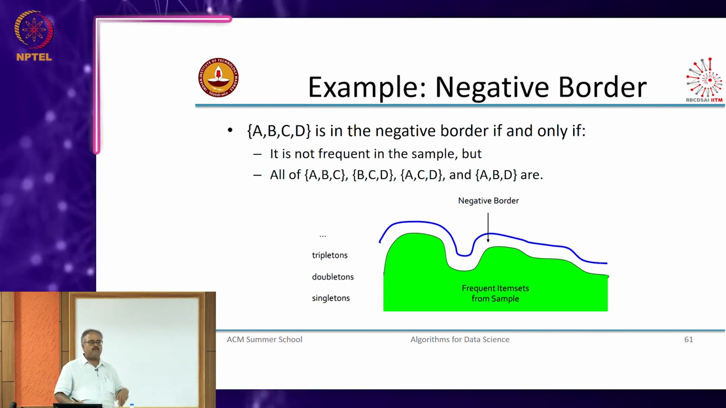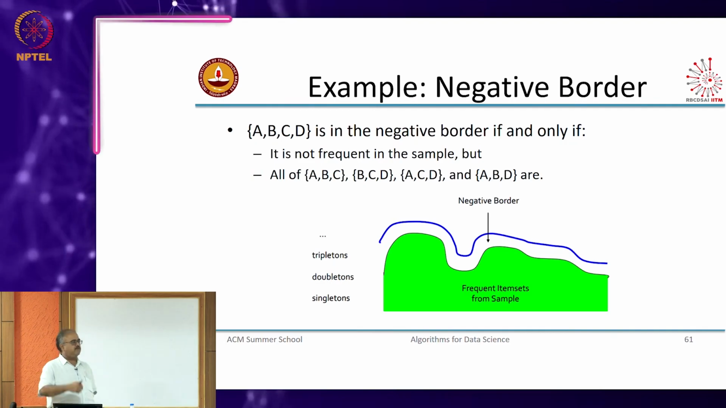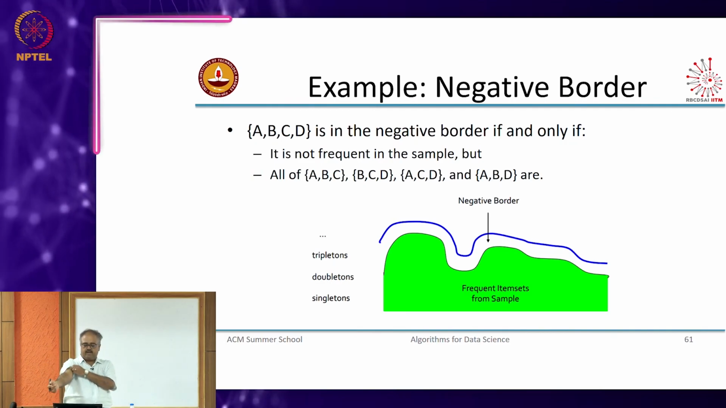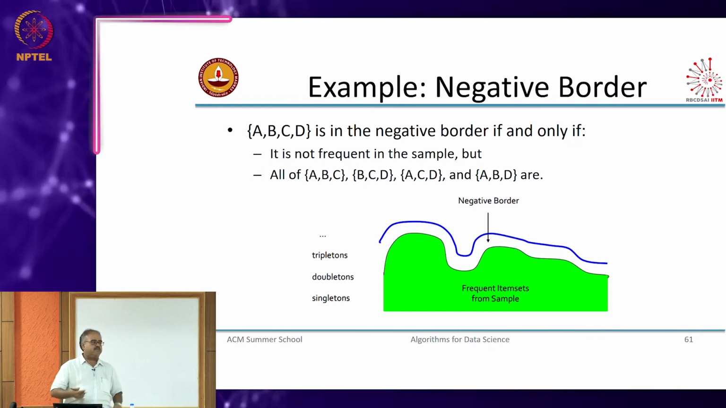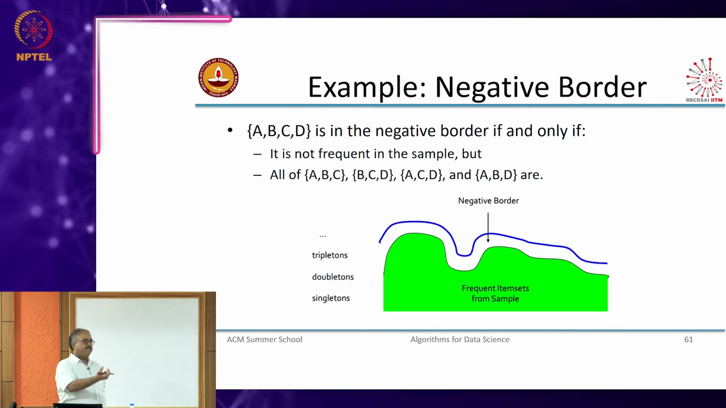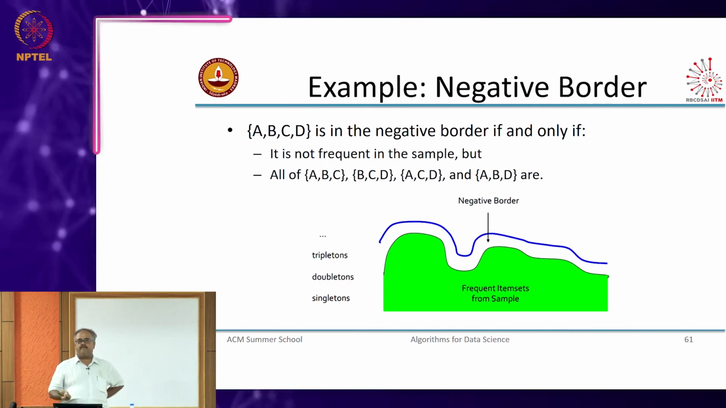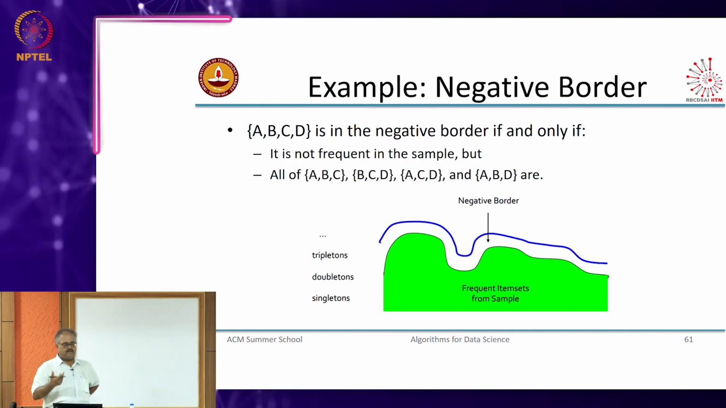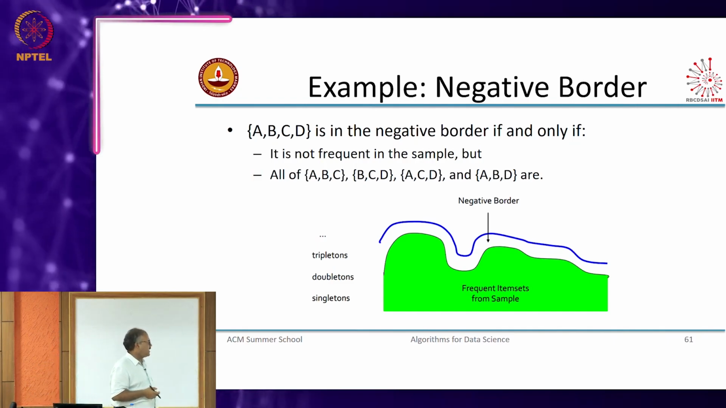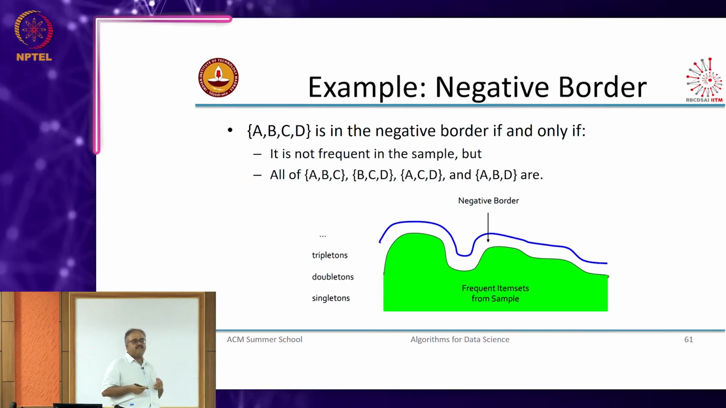The negative border could contain 3-tuples, could contain pairs. The negative border will contain a pair if, suppose, both A and B are frequent in the sample, but AB is not frequent in the sample. So AB will be in the negative border. Likewise, we just gave an example of a 4-tuple that could be in the negative border, and things like that. So, the idea is the following.